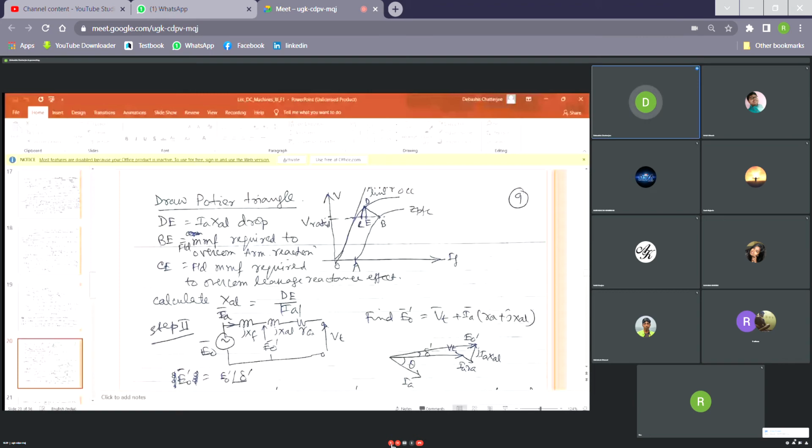Now look, there is the phasor diagram. So VT plus IRA plus jIXL is E0 dash.